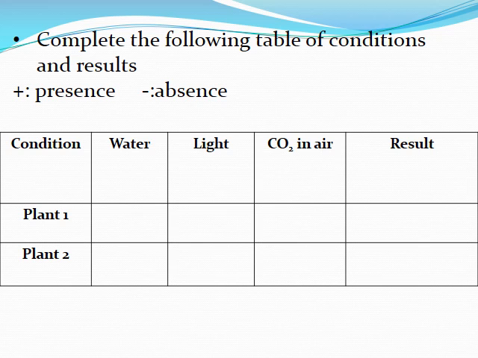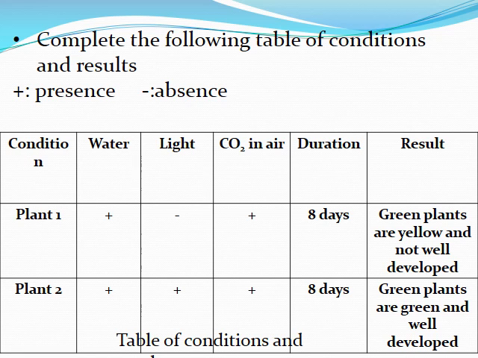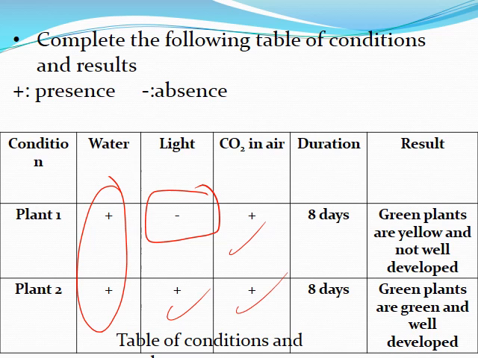Complete the following table. Plant 1 and plant 2. Both of them contain water. Plant 1, no light, absence of light, while plant 2 has light. Both of them are exposed to air. Duration: both 8 days. Plant 1 is yellow and not well developed, while plant 2 is green and well developed.